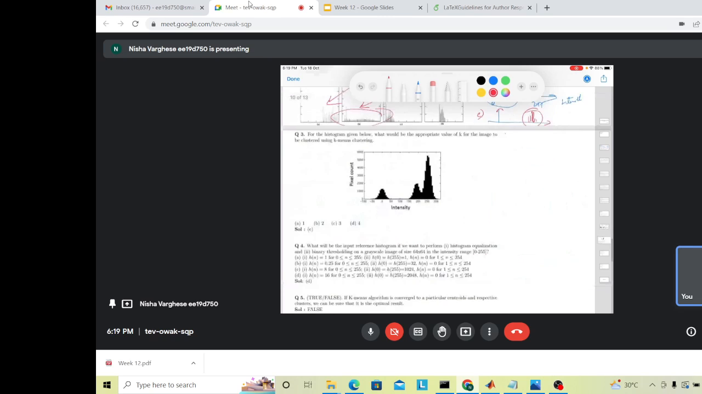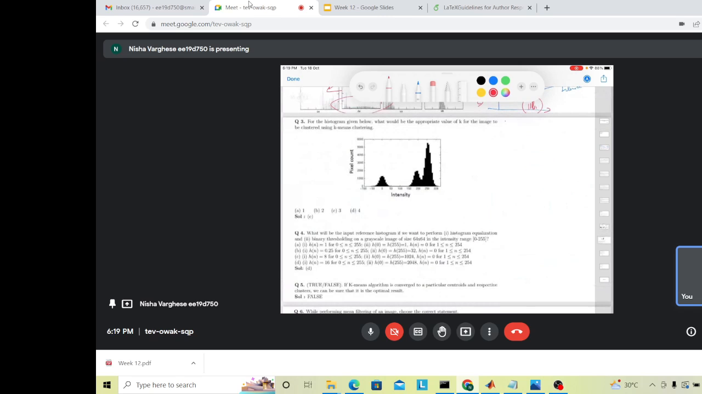Then the third question, for the histogram given below, what would be the appropriate value of K for the image to be clustered using K-means clustering? So we know that if an image is having this type of histogram, so their intensities are concentrated on these intensities, again these intensities, again these intensities. So if you are taking three values, that image can be clustered into 3 clusters. So that will be the optimum value of K. So K can be taken as 3.